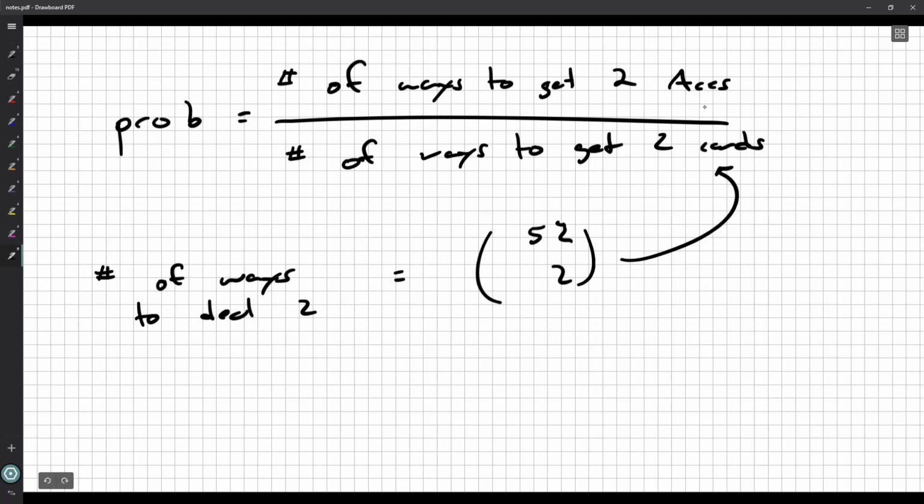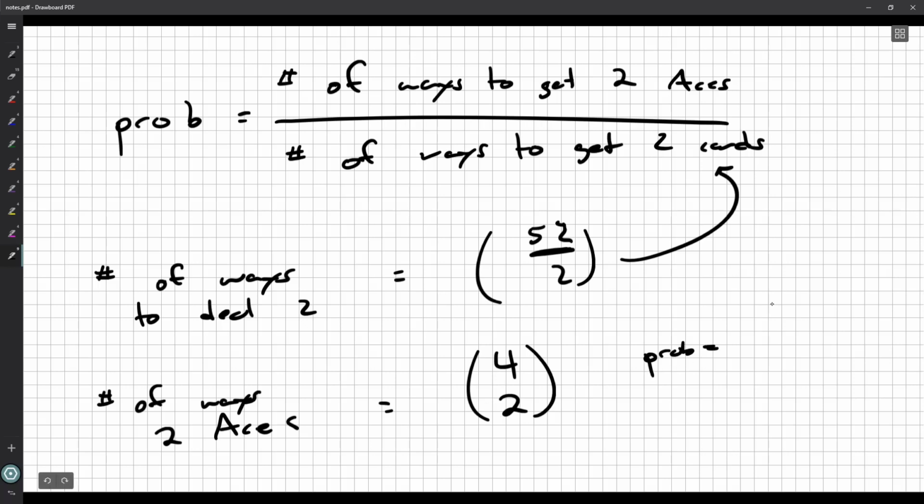Now, what about the number of ways to get 2 aces? Well, I'm not free to choose from 52 cards anymore. How many aces are in a deck of cards? 4. So if I'm getting dealt 2 aces, I'm choosing 2 of the 4 aces that are possible. So our probability is 4 choose 2 over 52 choose 2.